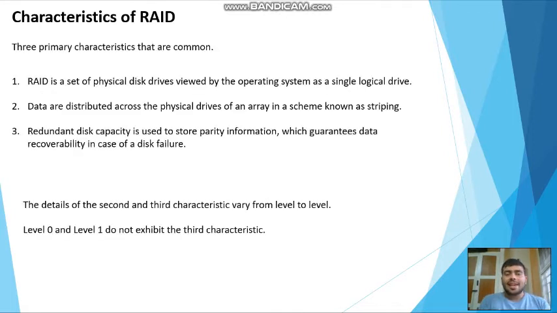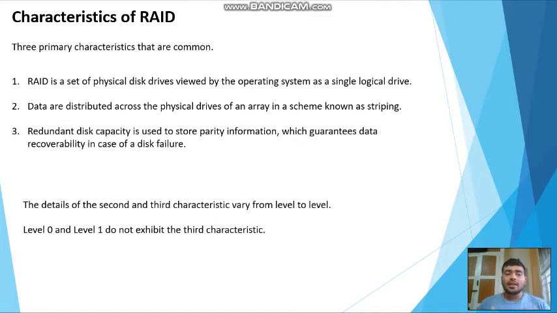Let us look at some characteristics of RAID. There are three primary characteristics of RAID. Firstly, this is a set of disks that is viewed as a single logical disk by the operating system. Secondly, the data is distributed across various physical disks in an array scheme that is known as striping. I'll explain what striping is in the very next slide and why it is important to RAID.